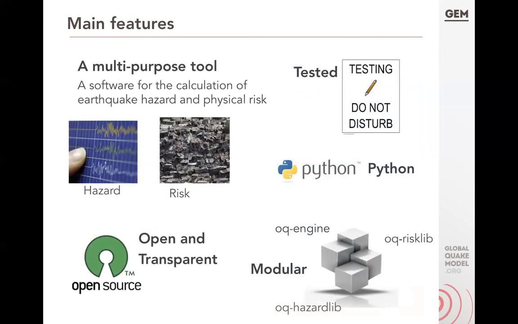So it's open and transparent. It's based on Python. We have a lot of testing on the OpenQuake engine. It's also very modular. So if you're not interested in using the entire OpenQuake engine software, you can use specific modules that may be of interest to you. So if you're only interested in GMPEs, you can work with the hazard library of OpenQuake. If you're only interested in bringing in your own ground motion fields or shake maps and then starting from there and computing risk, you can do that. So you can use pieces of the OpenQuake software that are useful for you.